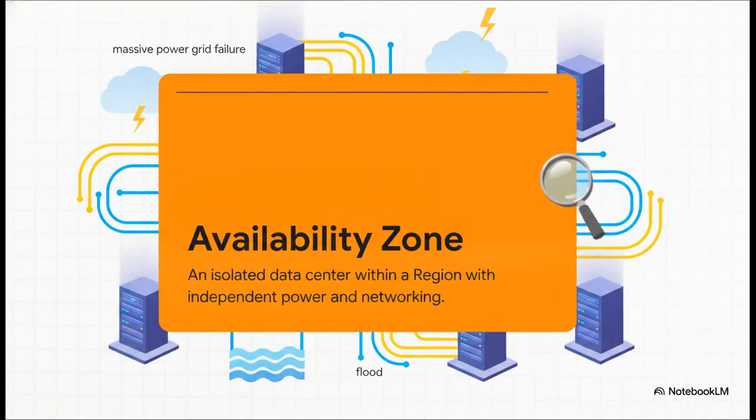Now, if we zoom into one of those regions, we find availability zones, or AZs. Guys, this is an incredibly important concept. An AZ is one or more discrete, fully isolated data centers right within a region. They have independent power grids, independent cooling, and independent physical networking. Why does that matter? Because if a flood or a massive power failure takes out one data center, the other AZs in that exact same region remain perfectly untouched. Deploying your stuff across multiple AZs is the absolute key to keeping your applications highly available.